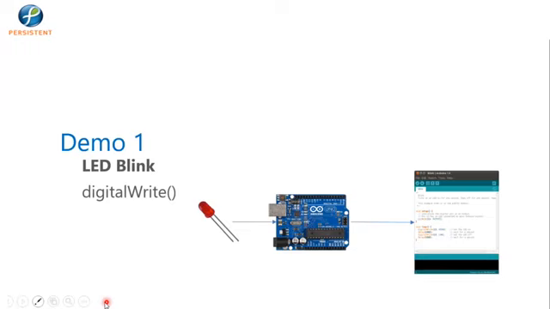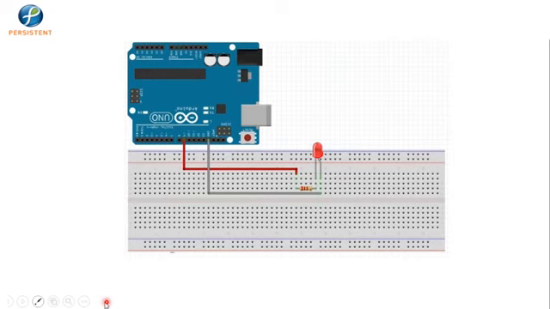Let's try and cover the same demo by extending the entire circuit on a breadboard. Something like this. So instead of connecting the LED directly to the digital pin numbers here on the board, let's put that on the breadboard. Then you'll have to have a resistor in series to limit the current flow and have one pin connected to ground and another pin connected to the power.